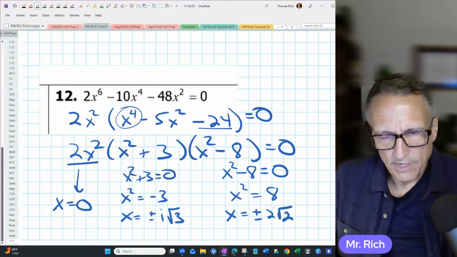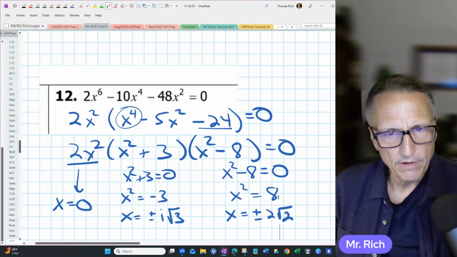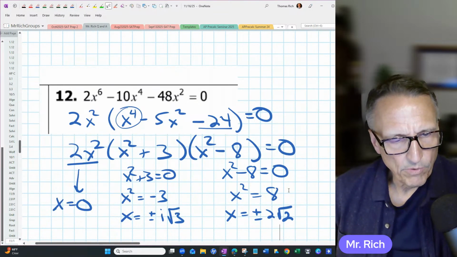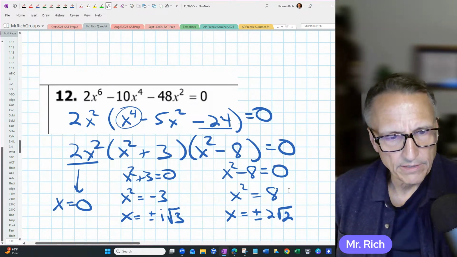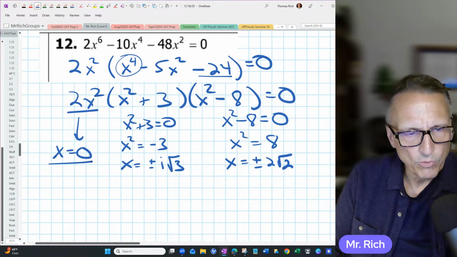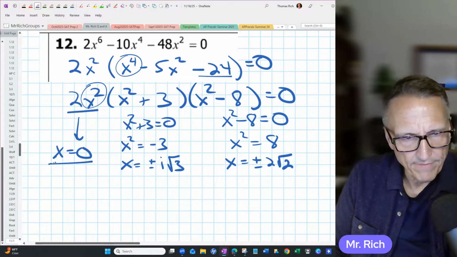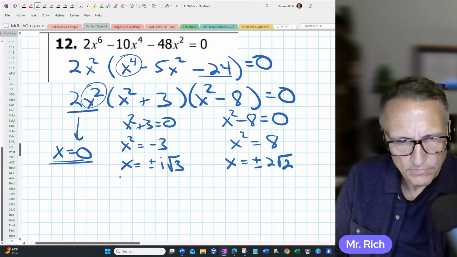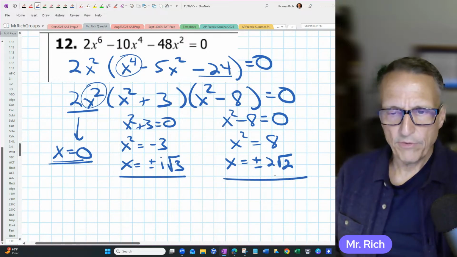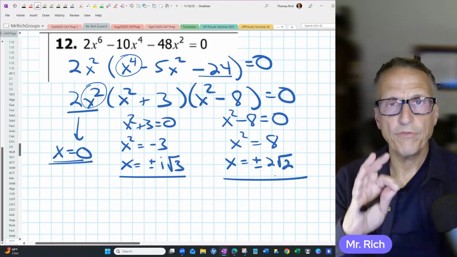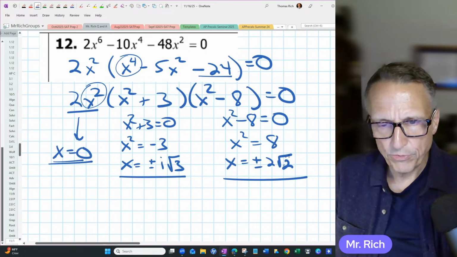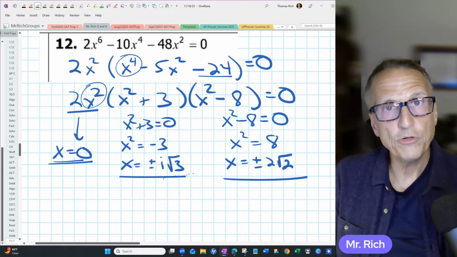Now, what does this mean when we take a look at how many solutions do we have here? Well, what we've got are really 5 different solutions. X equals 0 occurs twice because of this x squared, but I have an x equals 0, 2 imaginary solutions, and then 2 other real solutions over here. So I have a total of 3 real solutions, the x equals 0 and the plus or minus 2 root 2, and then here's the 2 imaginaries.